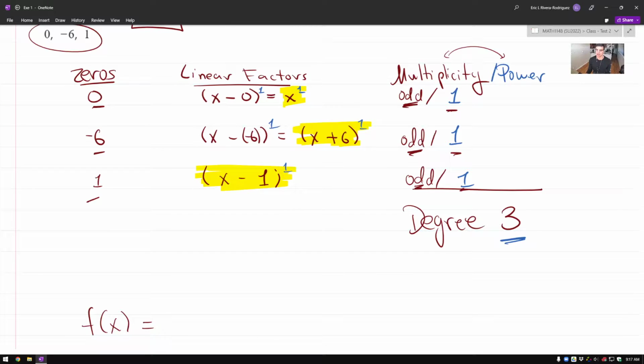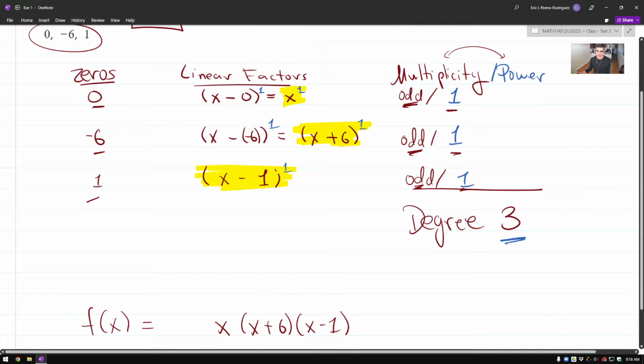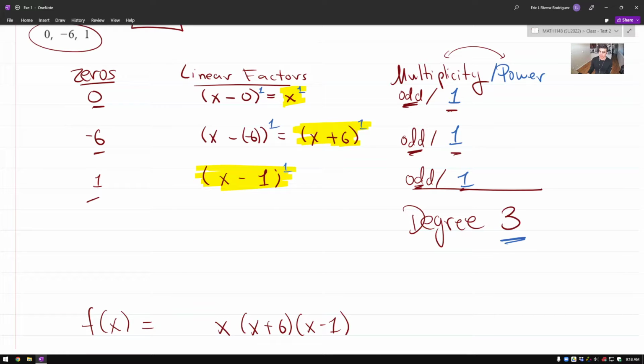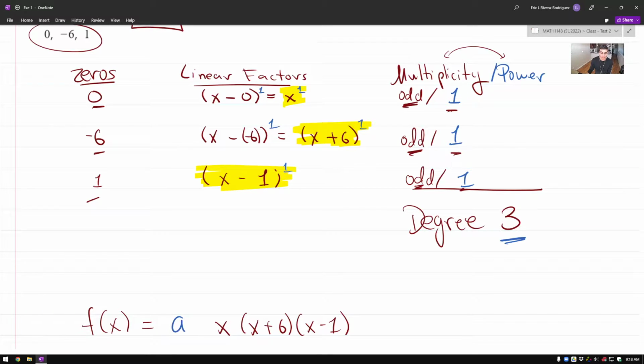This highlighted part here is what I'm going to take, and I'm going to write them here, and we're going to add them or multiply them together. Okay, so I am creating the equation of that polynomial, but there's something that is missing, and what is missing is the leading coefficient.